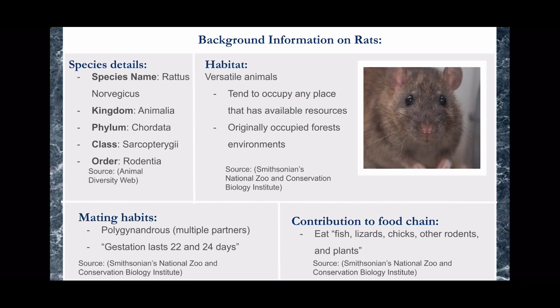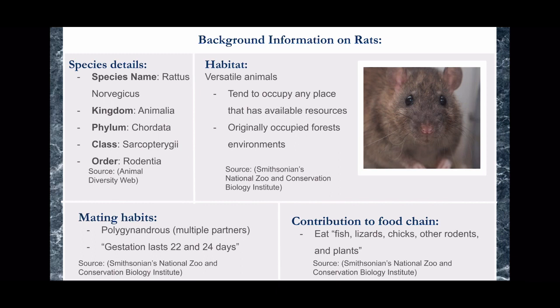For their mating habits, rats tend to have multiple partners throughout their lifetime. They are able to reproduce very rapidly compared to other species, and this is because their gestation period only lasts less than a month. This also gives us some insight into why rats are sometimes considered invasive species, because once they invade an area, they're able to spread very quickly.